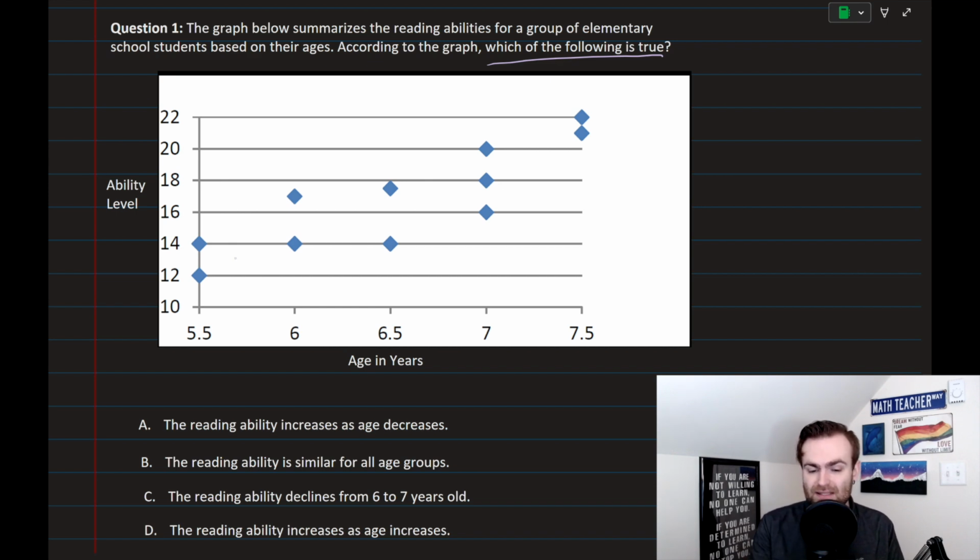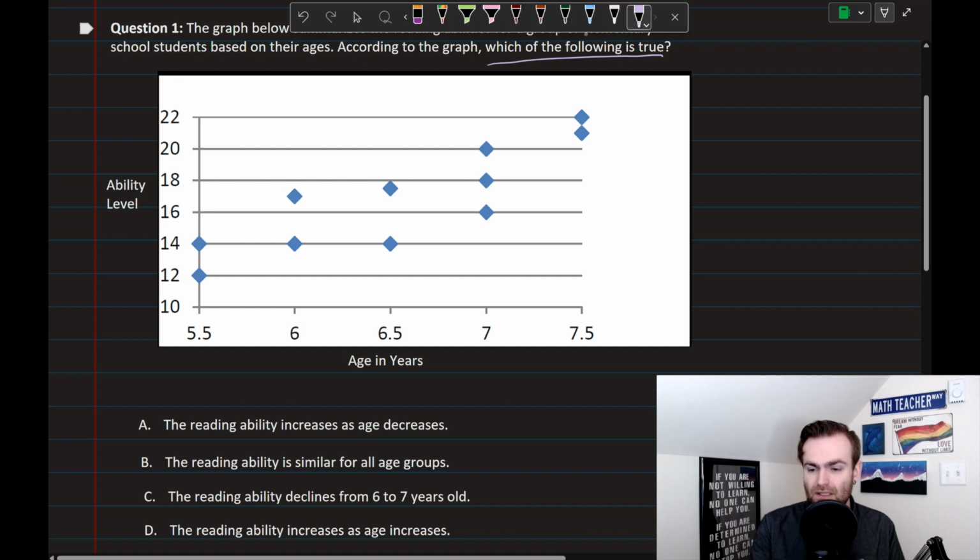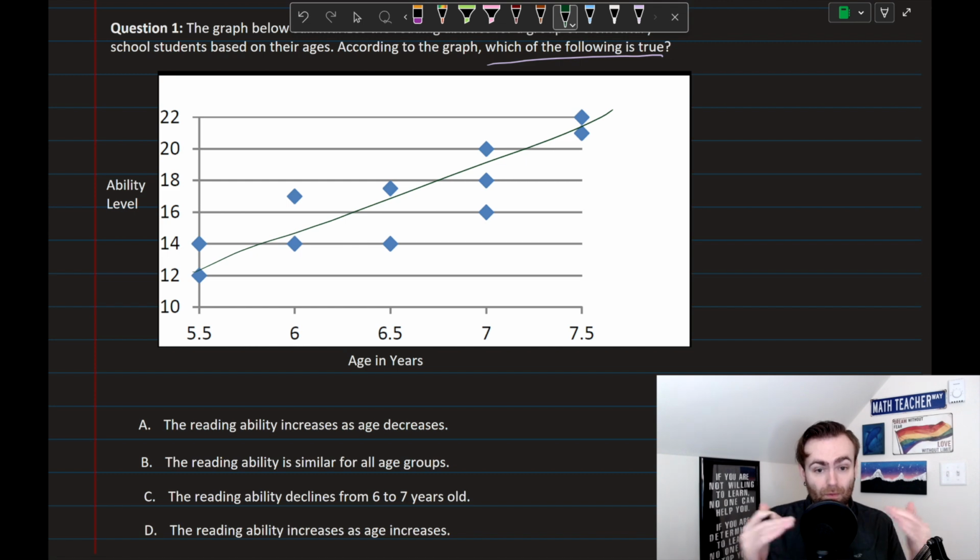So as we can see, a positive trend here. We can see clearly that the ability level goes up as the age goes up. So which of these kind of mimics that? So as the reading ability increases, as the age decreases, that is not true. As we get younger, the ability goes down. The reading ability is similar for all age groups. Well, we can clearly see that the older kids are doing better than the younger kids, so that's not true.